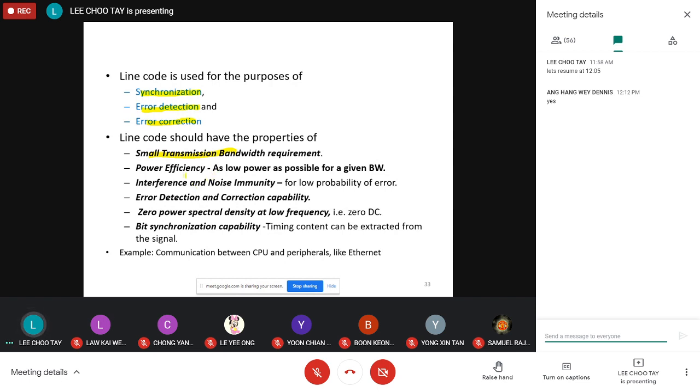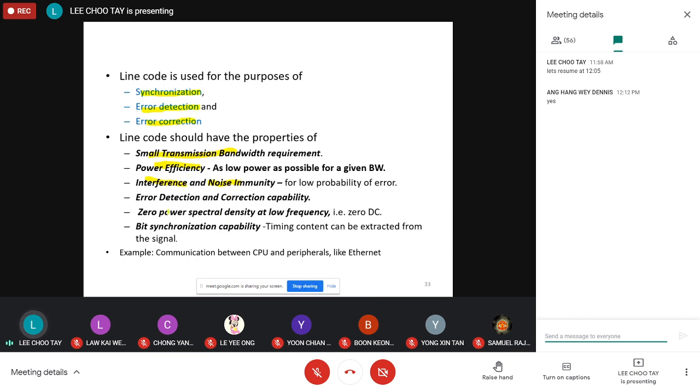A good line code should also give us good power efficiency, so we need as low power as possible. The next thing about a line code is it should be well immune to noise and also immune to interference. This will give us a low probability of error at the receiver. We'll talk about low probability of error later in the next chapter.